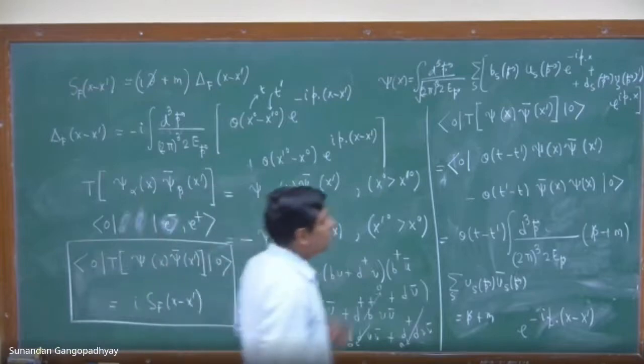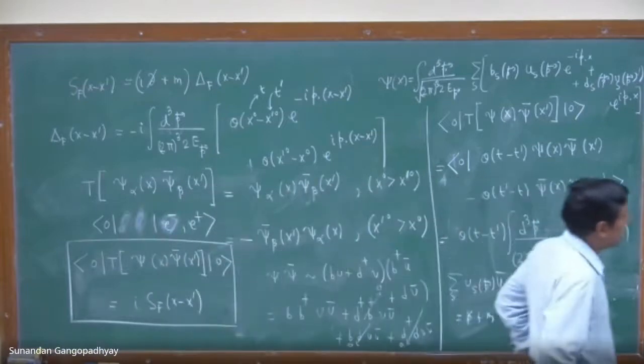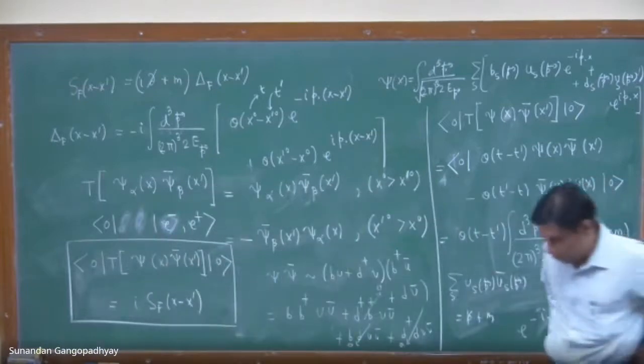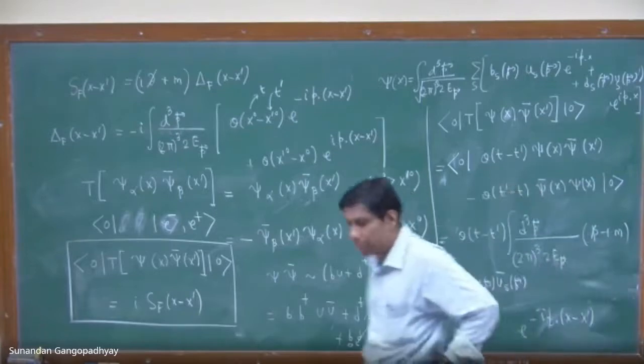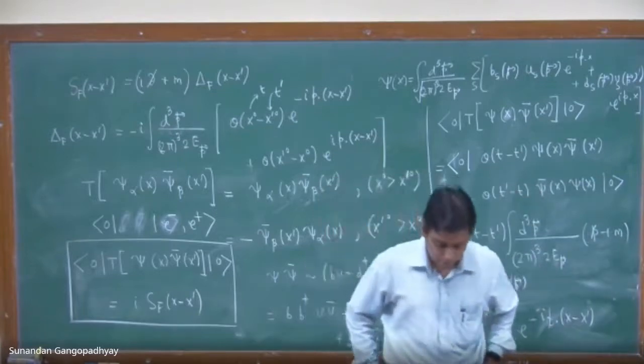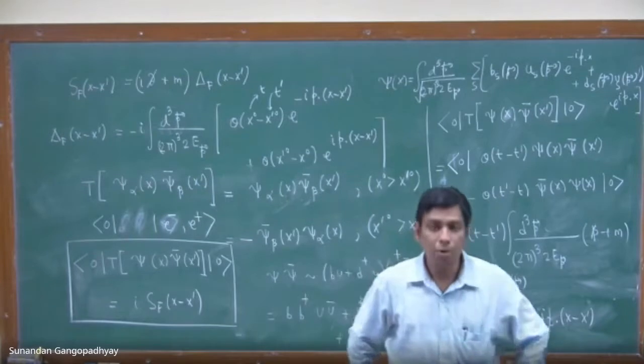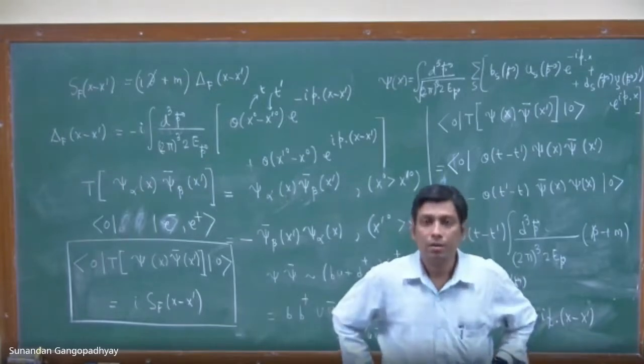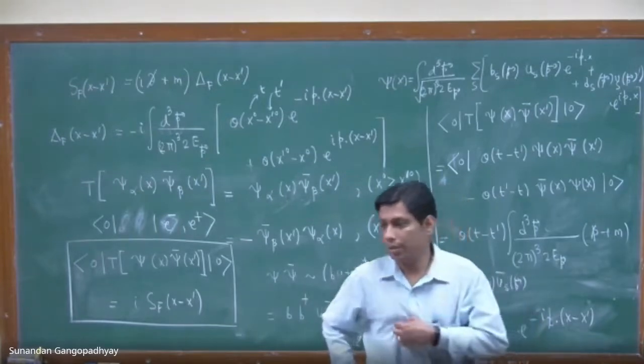So we have completed the propagator theory for free Dirac fields. What we shall do in the next discussion is look into the propagator for gauge fields, for the electromagnetic field.